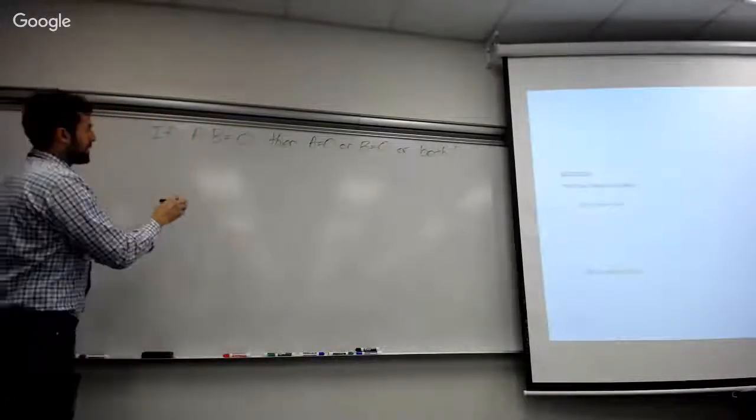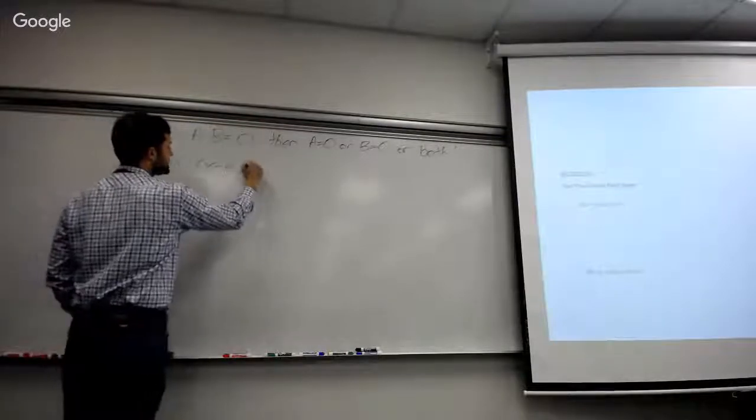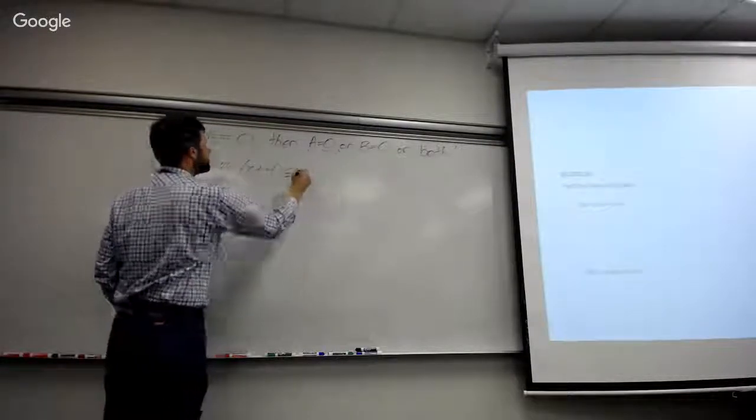So let's take a look at the first problem. In number 51, we know that x minus 6 times x plus 4 equals 0. That's the problem that we're given.